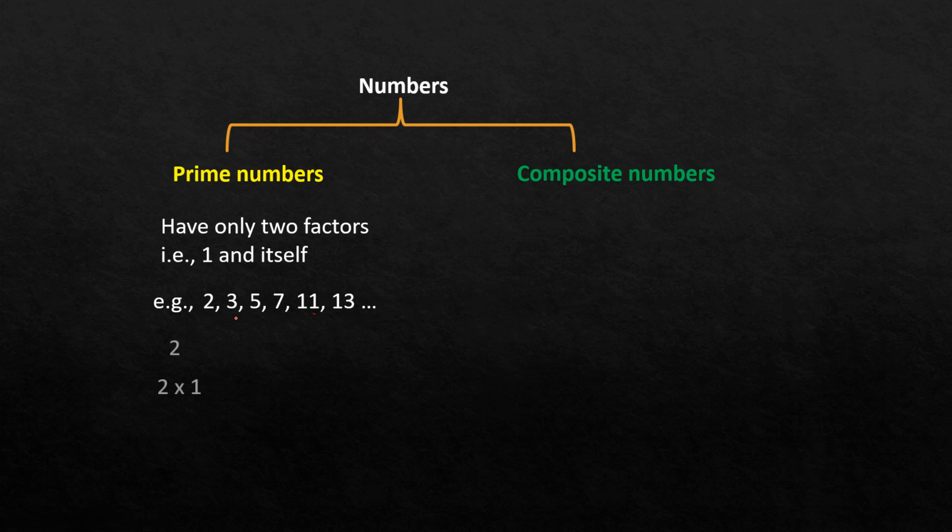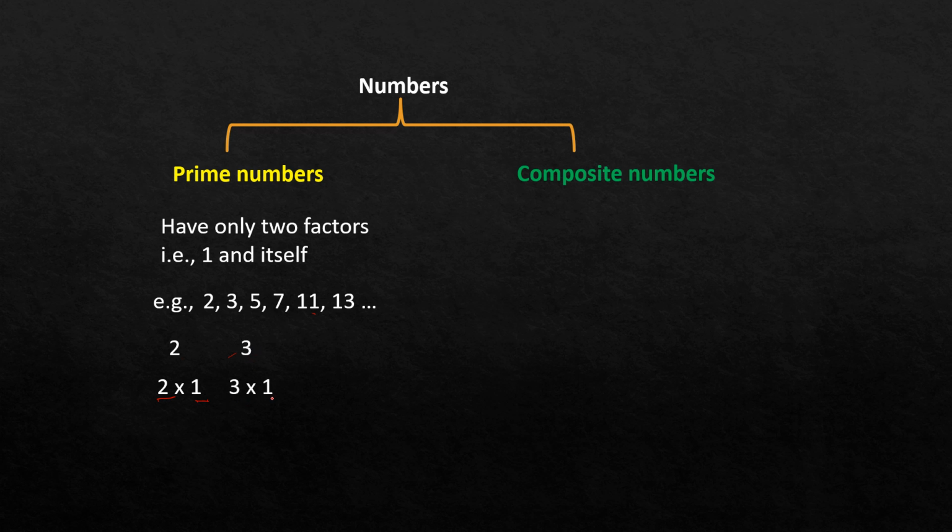If you take 2, for example, it can be divided by 2 and 1. That's it. It can be divided by 2 and 1. And this is what we mean by it can have only two factors, 1 and itself. Here 2 is itself, right? So 2 and 1 are the only factors. There are only two factors, so this number is called a prime number.